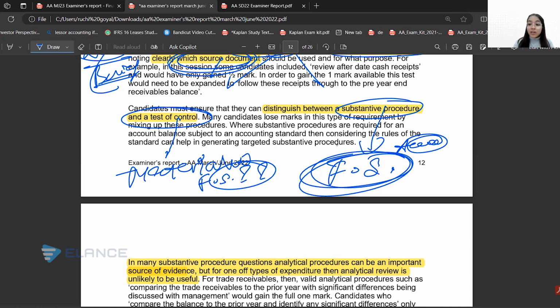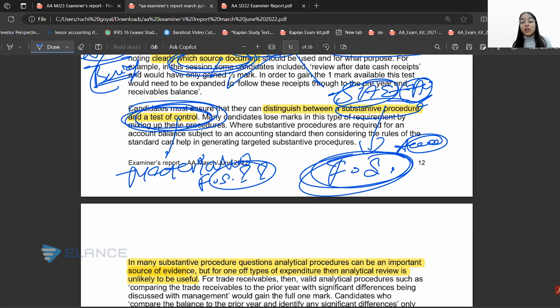But test of control, I am thinking from management's perspective. I did not discuss materiality over there, right? So substantive procedure is to gather sufficient appropriate evidence to test the assertions at the level in the FS. But when it comes to the test of control, I am checking the effectiveness of the control, whether the control is being effective in the organization or not. Understood? The difference needs to be clear.